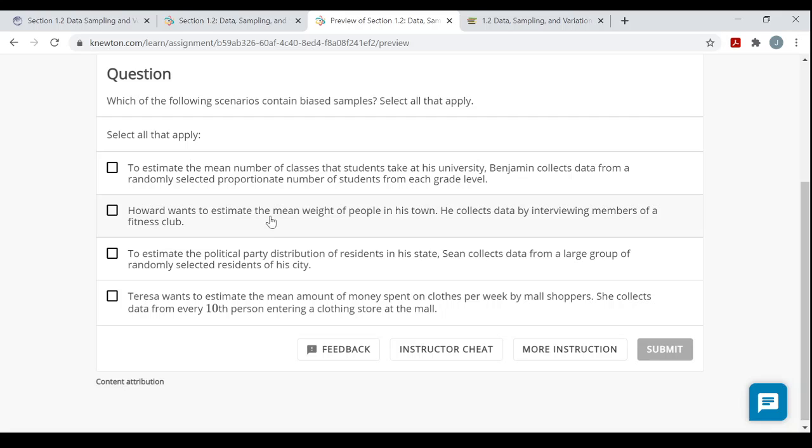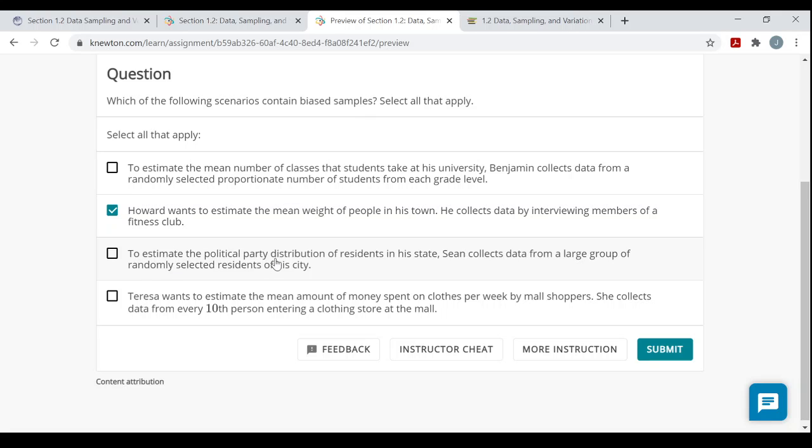Howard wants to estimate the mean weight of people in his town. He collects data by interviewing members of a fitness club. That's a little biased, right? Because not everybody in the town is going to a fitness club, right? You have to also include people that don't work out often or aren't members of a fitness club. So there's definitely some bias in the way that sample was collected.